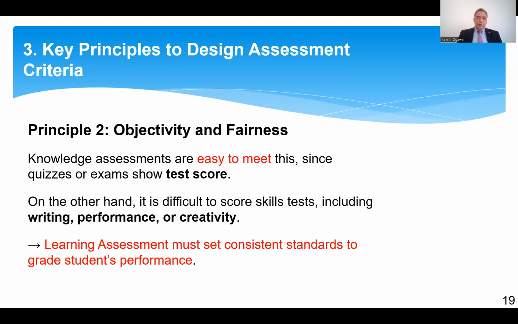Principle number 2, objectivity and fairness. It should be really fair to the students. Knowledge assessments are easy to measure, since quizzes and examinations show test scores. On the other hand, it is difficult to score skills tests, including writing, performance, or creativity. So learning assessment must set consistent standards to grade student performance. So this is principle 2, objectivity and fairness.